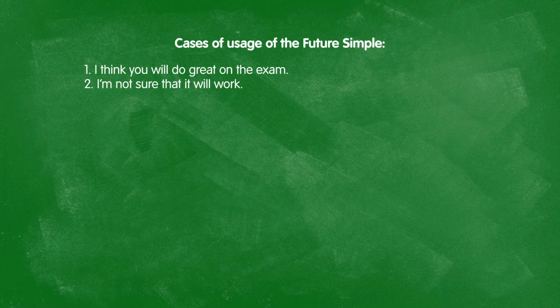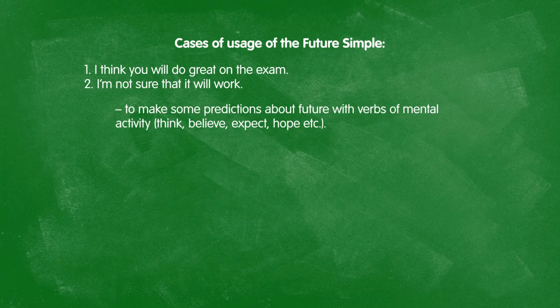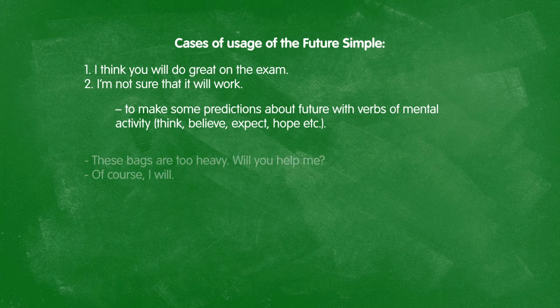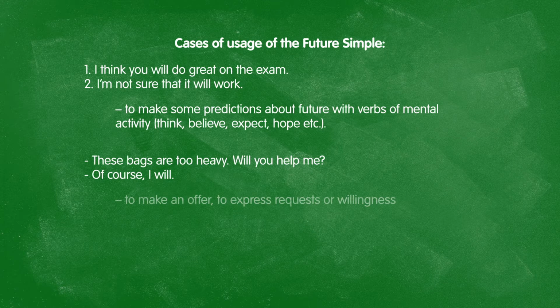A second form that we can use is anything involving a verb of mental activity. For example, I think you'll do great on the exam. Or, I'm not sure that will work. Here, because I'm using mental activity, because I'm talking about what I think or feel, I can use the word will to make a prediction about the future. And finally, I could say something like, these bags are heavy, will you help me? Or if you ask me, because I'm such a nice guy, I'll tell you, yes, of course I will. Here, I've used will to make a request and to offer my help. Will you help me? Yes, I will. And you can use the future simple tense to do this.